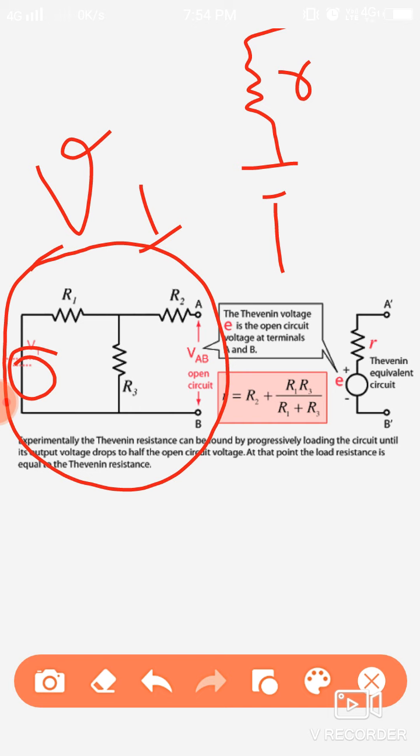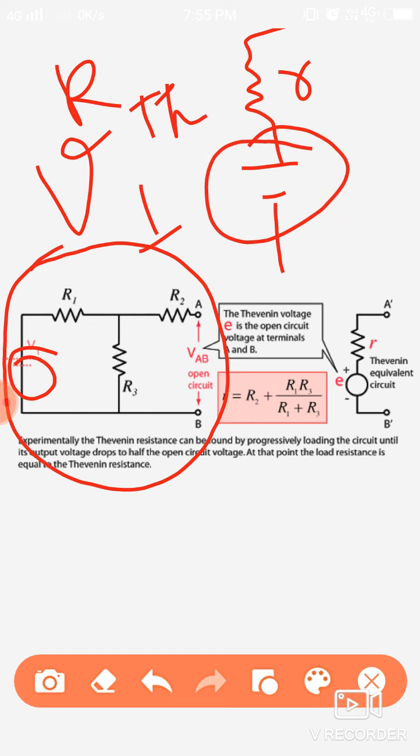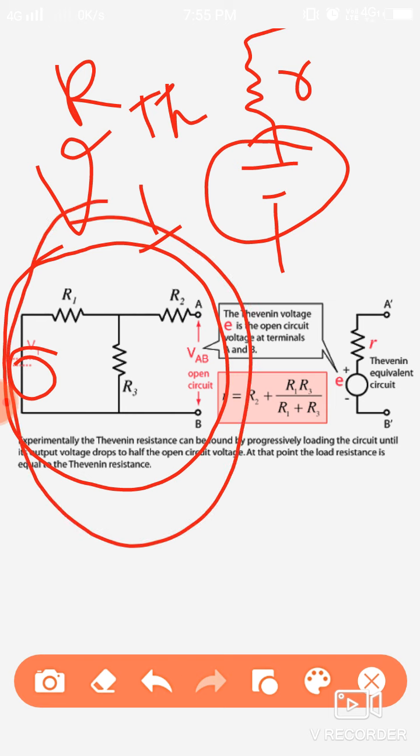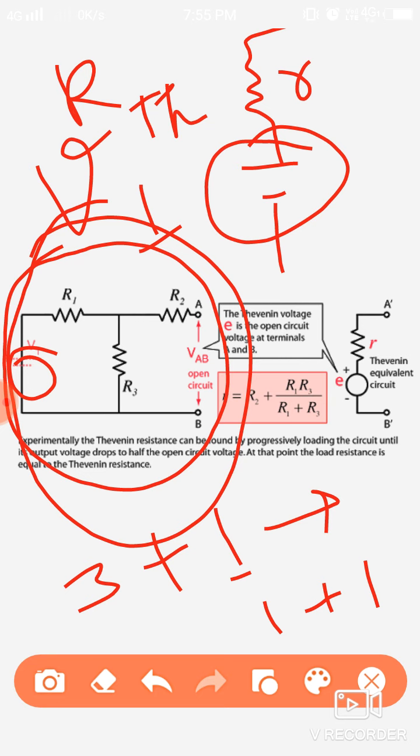R. Yeah, we can say that RTH is the resultant resistance of all the circuit which is connected to this power supply, and here it is a single power supply. So what will happen is that all the resistances, three resistances plus one power supply, are simply replaced by one power supply plus one equivalent resistance.